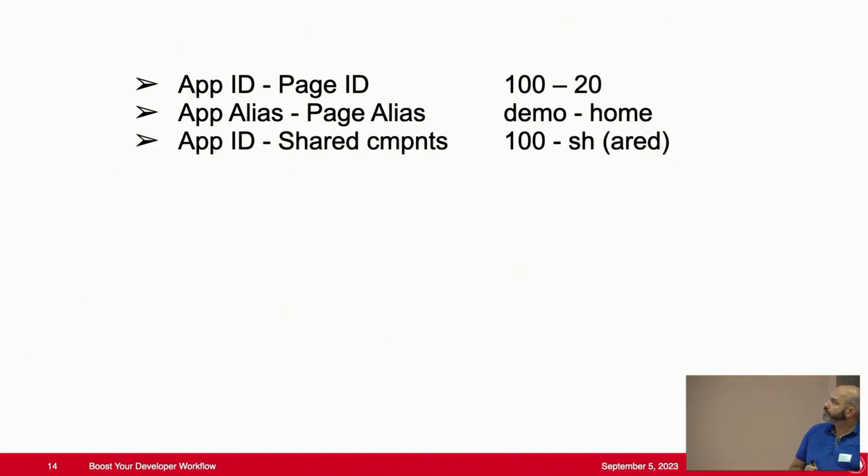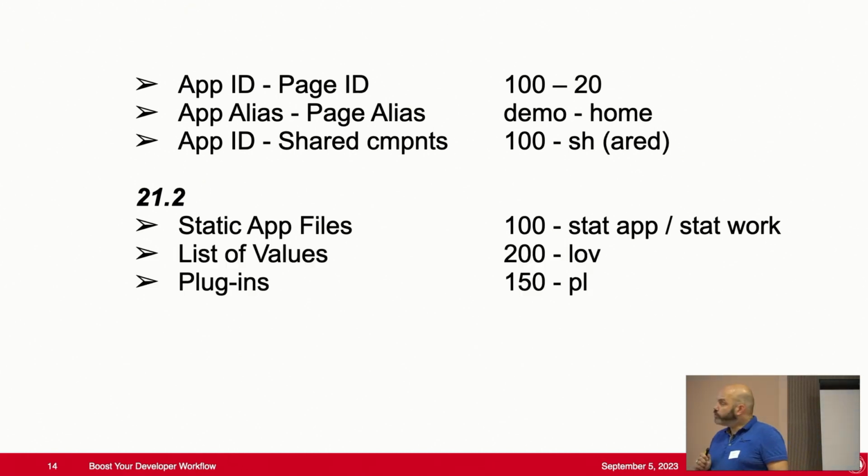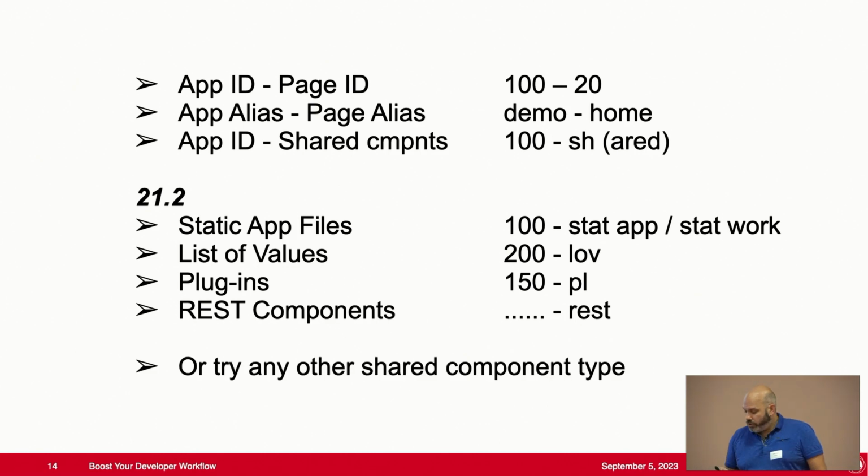or shared components. And in 21.2, they added a direct shortcut for all the shared components in your shared component tab. So you can go to your static application files or workspace files, list of values, plugins, REST components, or every other shared component there is. It's very easy to navigate from one to another if you know your application number and the component you need, instead of clicking all the way through Apex. A little demo.